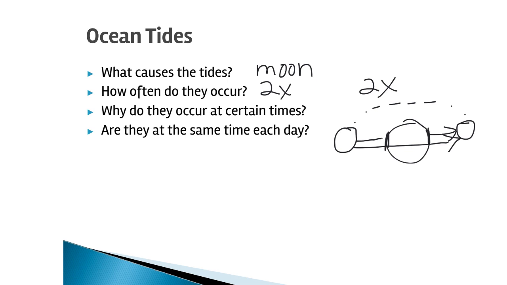And are they at the same time each day? No, it's going to depend on where the moon is in its rotation around the Earth. And so they do not happen at the same time. But if you're a fisherman, you can look at a tide chart and you can find out when the high and the low tides will be every day.